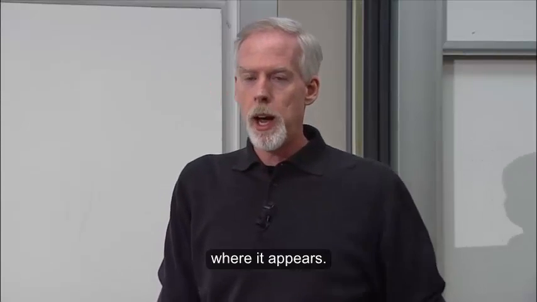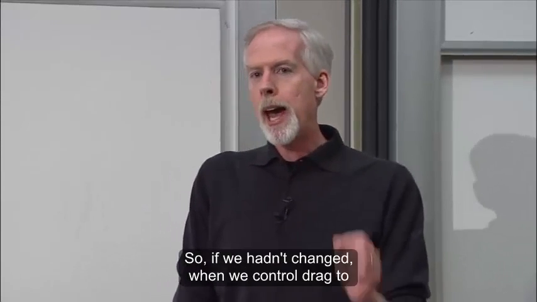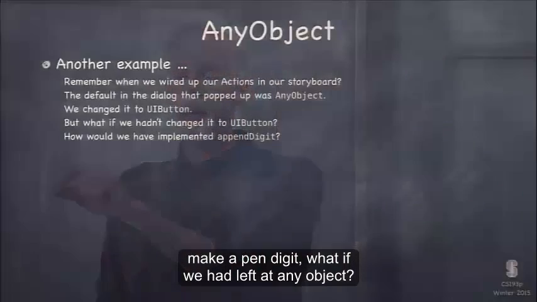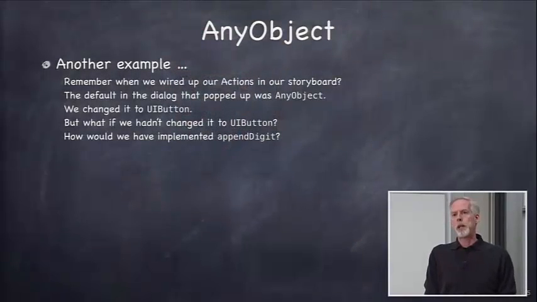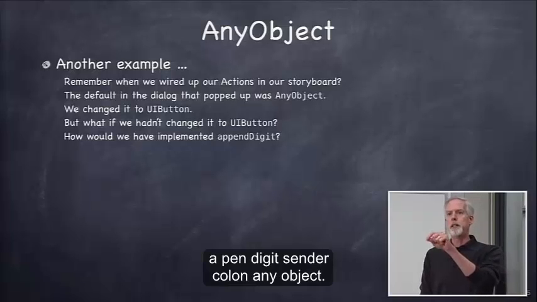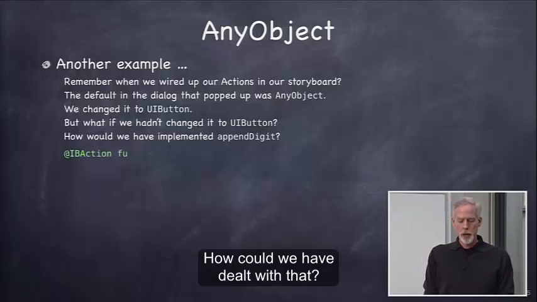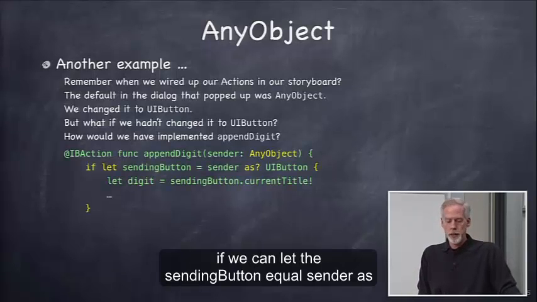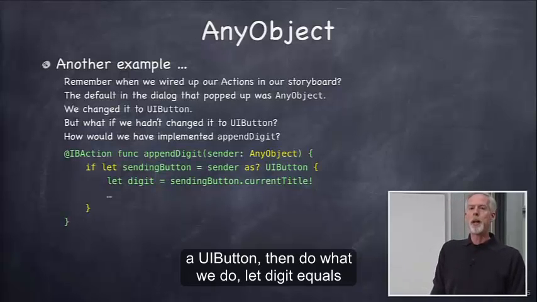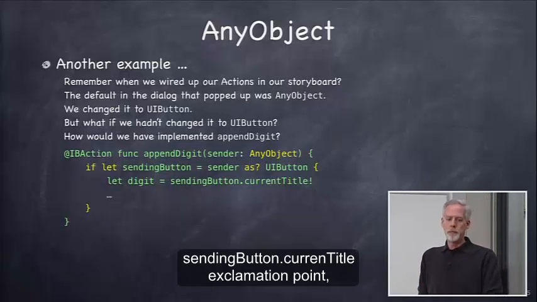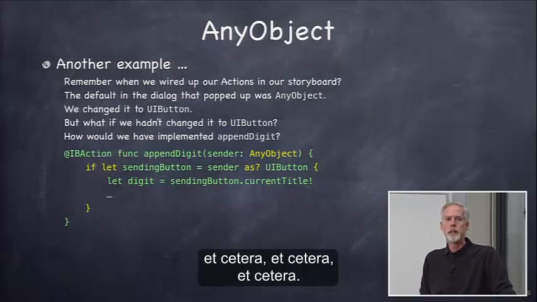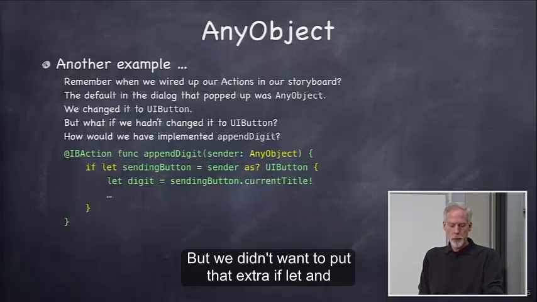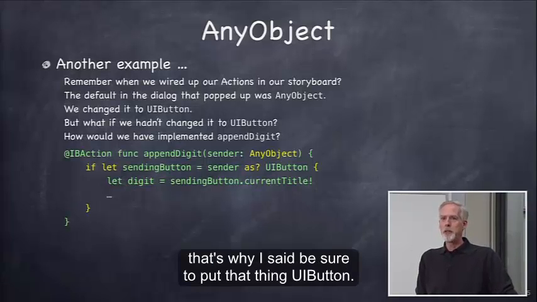Another example of any object and where it appears. So if we hadn't changed it, when we control-dragged to make appendDigit, what if we had left it any object? Okay, so we had appendDigit sender colon any object. How could we have dealt with that? Well, we just would have said, if let sendingButton equal sender as UIButton, then do what we do. Let digit equal sendingButton dot currentTitle, exclamation point, et cetera. Make sense? But we didn't want to put that extra if let, and I hadn't taught you about as, so that's why I said be sure to put that thing UIButton. All right?